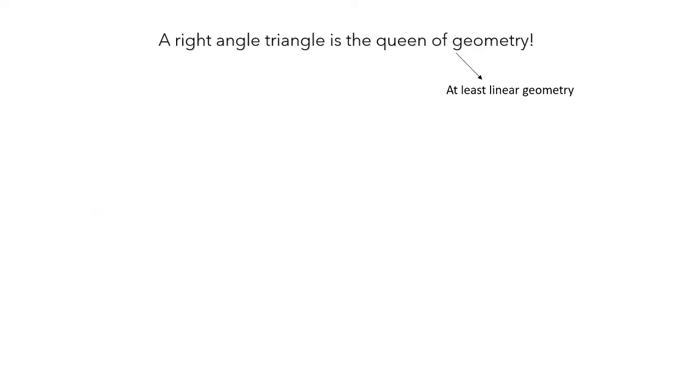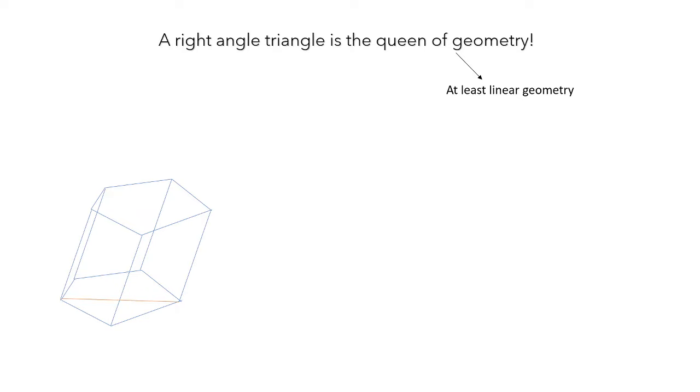So a right angle triangle is the queen of geometry, at least for linear geometry. And then from here, suppose I have this kind of a prism, right? And I want to find out the volume of this prism. So this is not a parallelepiped, this is a pentagonal prism. So how do I calculate the volume of this prism?